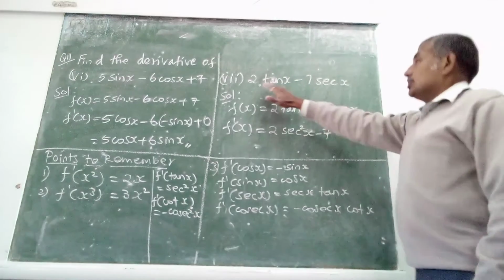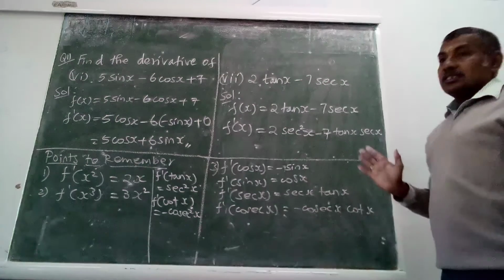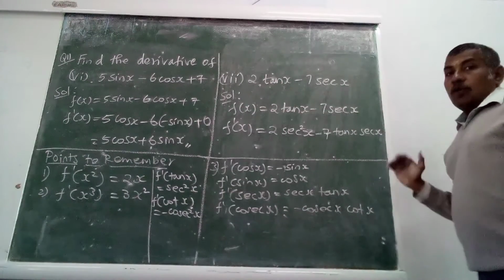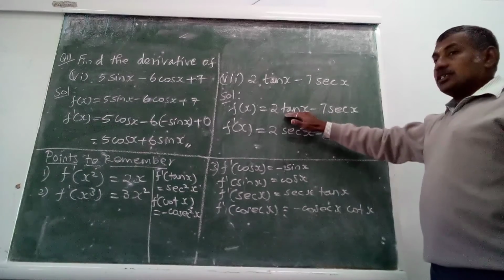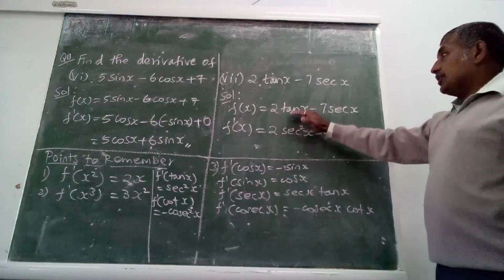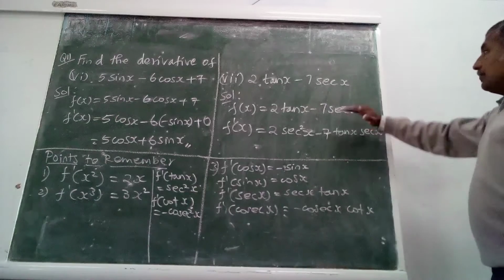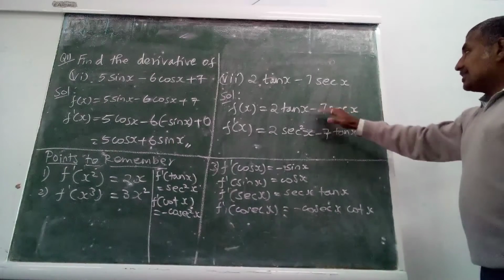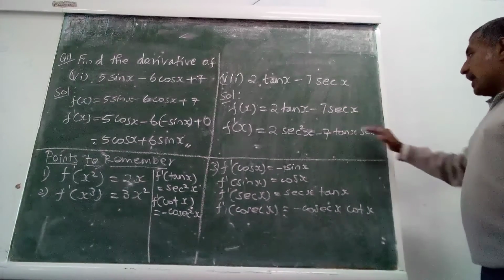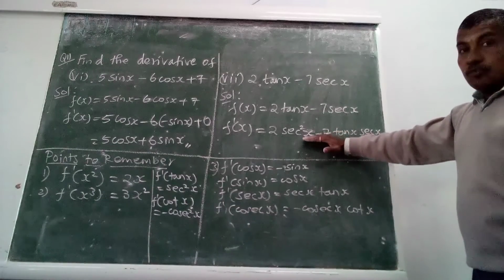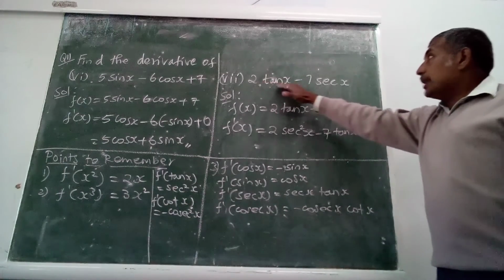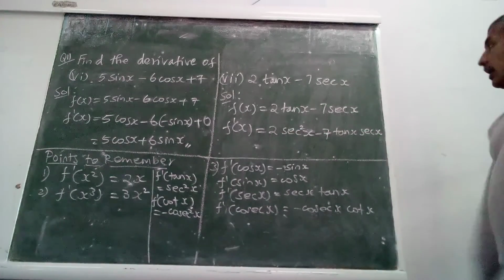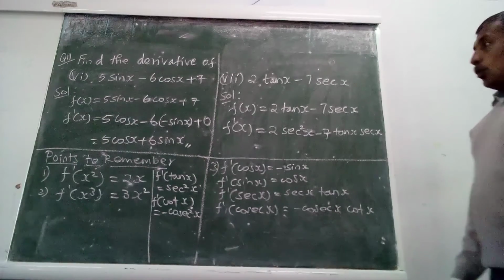Now see the next question: 2 tan x minus 7 secant x. First we consider the given question as f of x equal to 2 tan x minus 7 secant x. When you differentiate tan x, we get secant square x, so 2 tan x gives 2 secant square x. When you differentiate secant x, we get secant x tan x, so minus 7 secant x gives minus 7 tan x secant x. So this is the required result: 2 secant square x minus 7 tan x secant x. Hope you understand that.